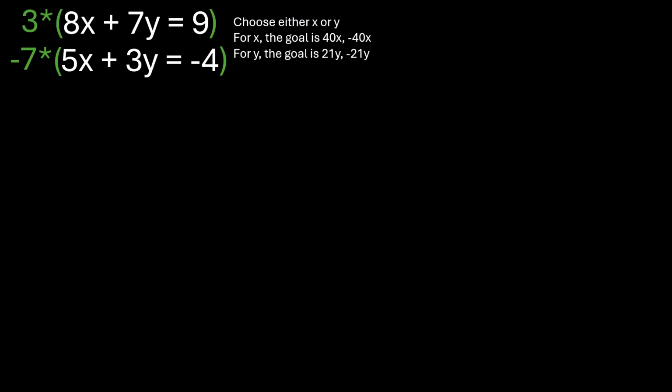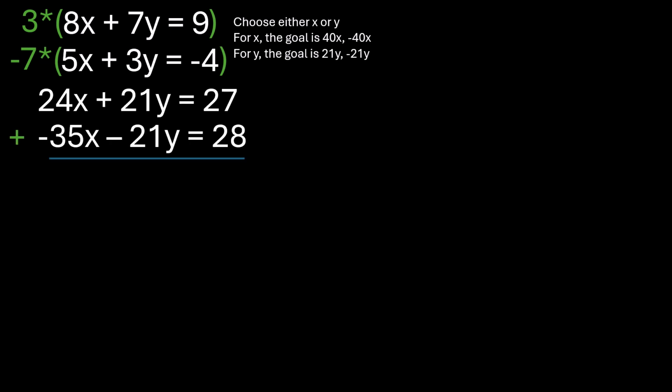So I'm going to multiply the top equation by 3 and the bottom equation by -7. Now, you could do this totally differently and still get the right answer. So multiplying that top equation by 3, I end up with 24x plus 21y equals 27. Multiplying the bottom equation by -7, I get -35x minus 21y equals 28. You can see in front of my y's, I have a 21 and a negative 21, those are going to cancel out. So I'm going to add 24x minus 35x. That's going to give me negative 11x plus 0 equals 55.